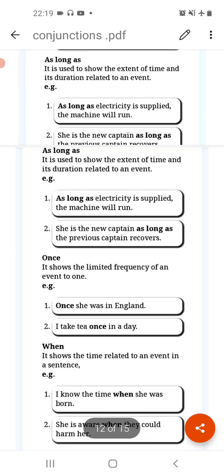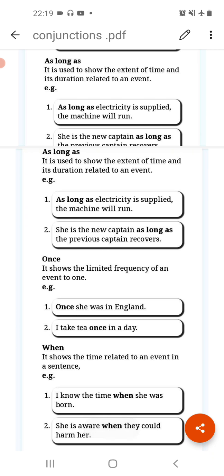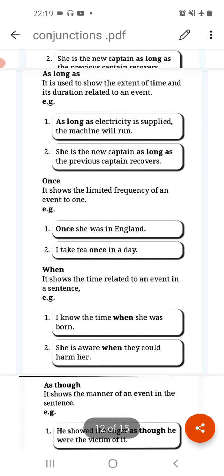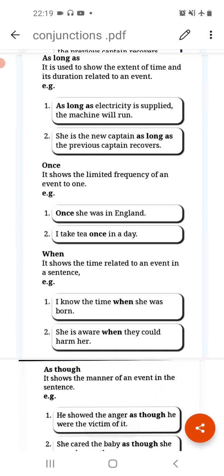Next is as long as. It is used to show the extent of time and its duration related to an event. So whenever you have extent of time and its duration related to an event, then you use as long as. Like, as long as electricity is supplied, the machine will run. She is the new captain as long as the previous captain recovers.